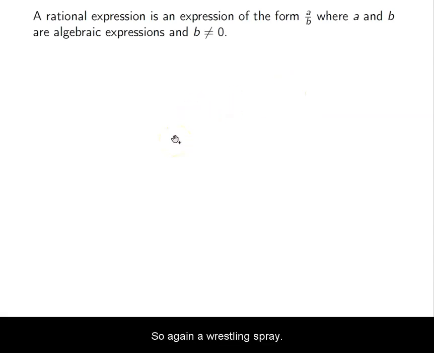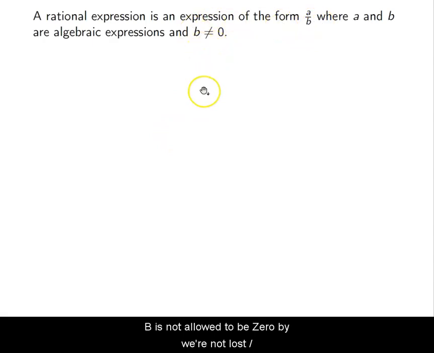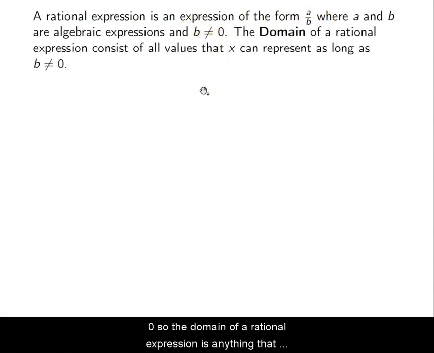So again, a rational expression is an expression of the form a over b, where a and b are themselves algebraic expressions, which we covered in 1.3. b is not allowed to be 0, right? We're not allowed to divide by 0, okay?